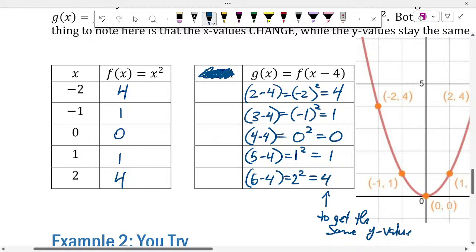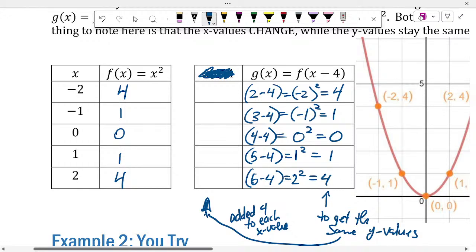do I have to write this down? Oh, yeah. We did what? Well, we added 4 to each x value. And the reason, right, to get the same y values, what did we do? We added 4 to each x value. So we wanted to get 4, 1, 0, 1, 4. I wanted to get that same pattern. And I can do it. All I had to do to get the exact same outputs was change my x's.